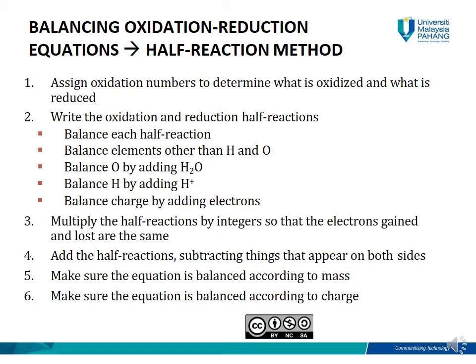Okay, so now next is multiply the half reactions by integer so that the electron gain and loss are the same. This part you need to see very carefully, so that you will not lose any electron in the overall reaction. Next is add the half reactions, subtracting things that appear on both sides.